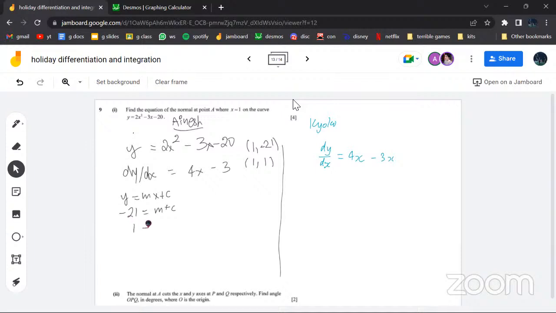You're not finding the gradient, Ainesh. Again, please find the gradient by asking dy/dx to do its job. dy/dx at x equals 1. You got your differentiation a bit mistaken.